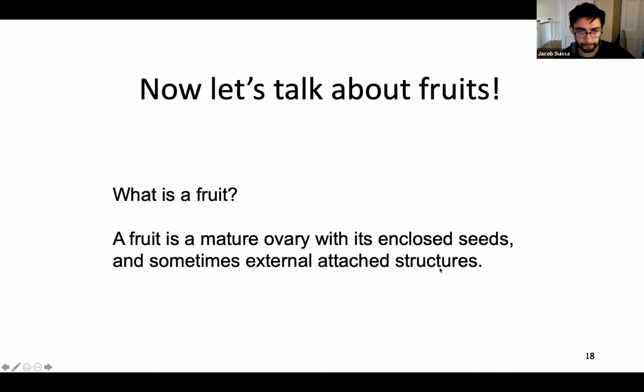So, like I said earlier, or I don't know if I said this, but a fruit is just a mature ovary with seeds inside, right? So it starts off as the ovary, and then when everything's fertilized and it's developing and it's ready for dispersal, it becomes the fruit. Nothing magical happens. Well, I guess fertilization happens, which you could say is magical.